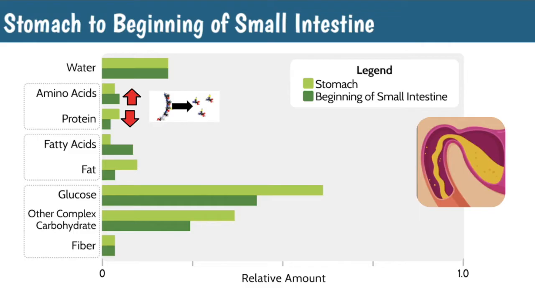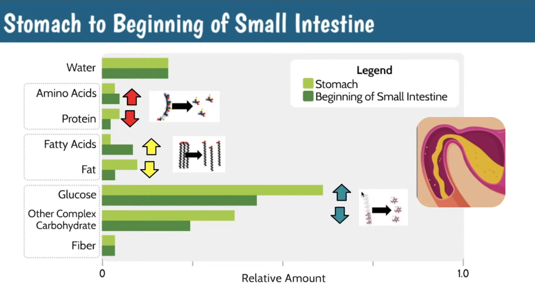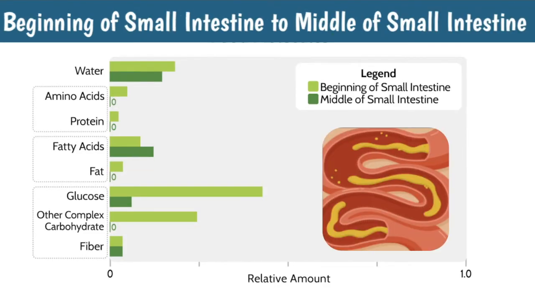We saw the same thing happening with the fatty acids and the fats, because the fats were being broken down into fatty acid molecules. And we saw the same thing with the glucose and complex carbohydrates. Complex carbohydrate molecules were breaking down into glucose molecules. Next, we followed our food molecules to the middle of the small intestine.